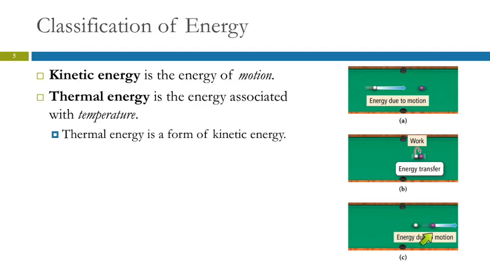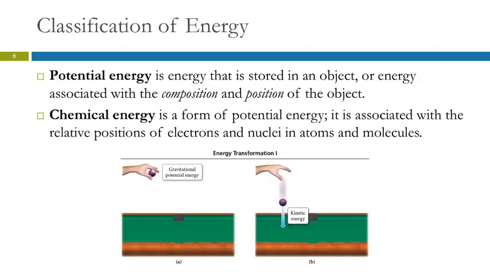The white ball has transferred its energy to the purple ball. Now the purple ball is the one that's moving and has more kinetic energy. The process of it transferring energy from the white to the purple is called work. So the white ball did work on the purple ball. The energy is what the ball has. The work is the transfer of the energy from one ball to the next.